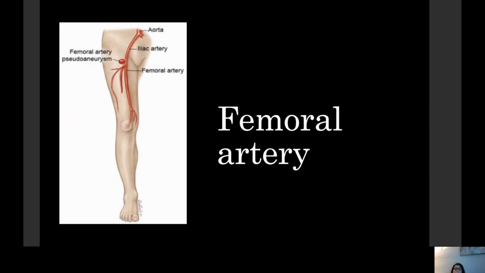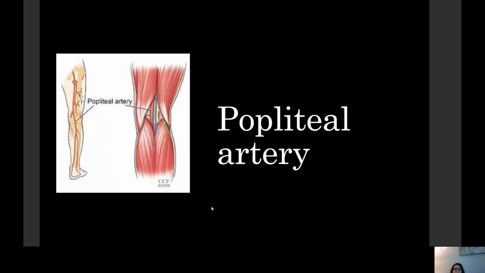So when I tell you it's a big boy and it's a big pumper, it definitely is. And it supplies all of the lower area. And you can see how it branches off, okay? What you're seeing in this little picture is an aneurysm, okay? So see how it balloons? All right, so we'll talk about that later.